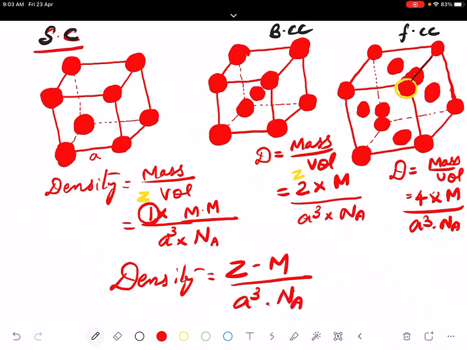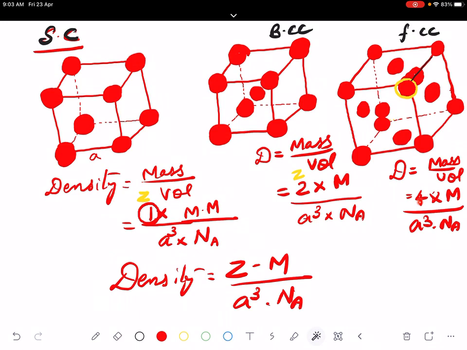Density is Z M upon a cube Na. In the case of a simple cube, only one atom is there. In the case of BCC, two atoms are there. In the case of FCC, four atoms are there.